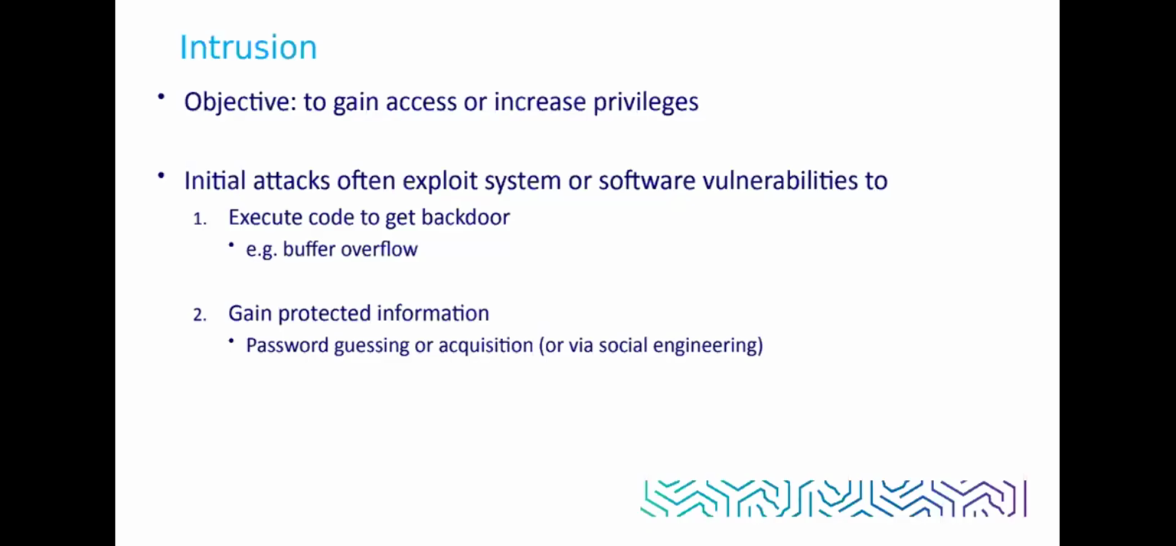Attackers commonly achieve this by exploiting system or software vulnerabilities like buffer overflow to execute unauthorized code and install backdoors. They may also target protected information by guessing or stealing passwords through techniques like phishing and other forms of social engineering. Organizations reduce these risks through secure software development, timely patch management, strong authentication, multi-factor authentication, and user awareness training, and continuous security monitoring is also required.